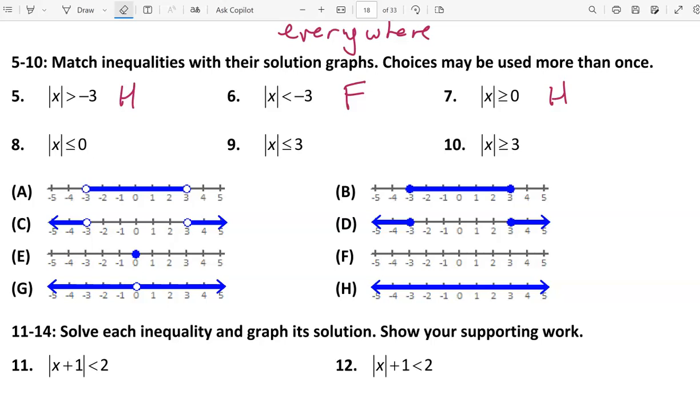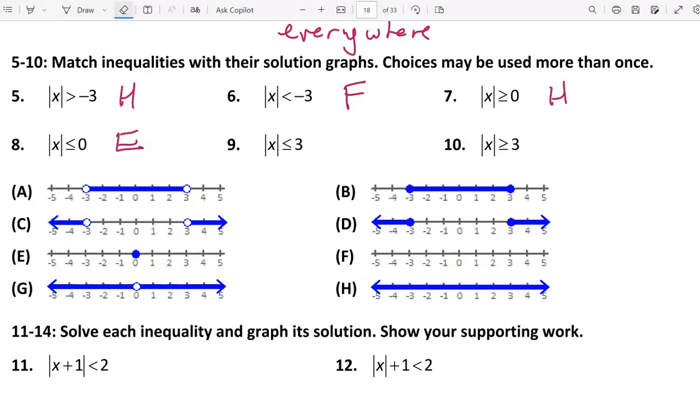And number 8, the absolute value of x is less than or equal to 0. Well, an absolute value being a distance cannot be less than 0 because that would mean that the distance is a negative number, but it can be equal to 0. So there's only just one possibility there. 0 is the only number that makes that a true statement. So that's going to give us choice E.